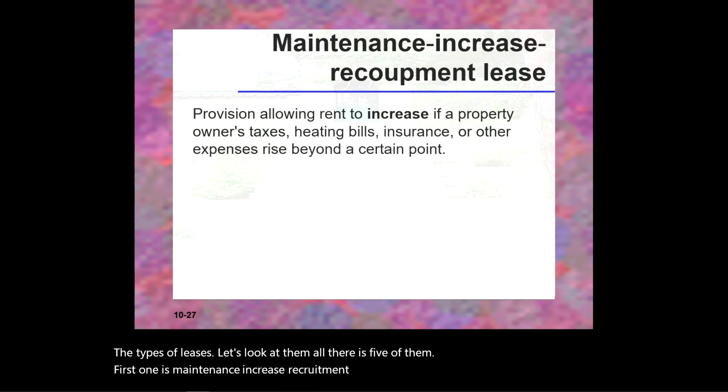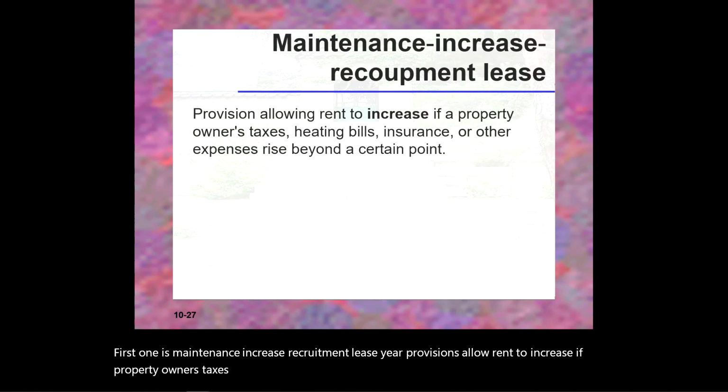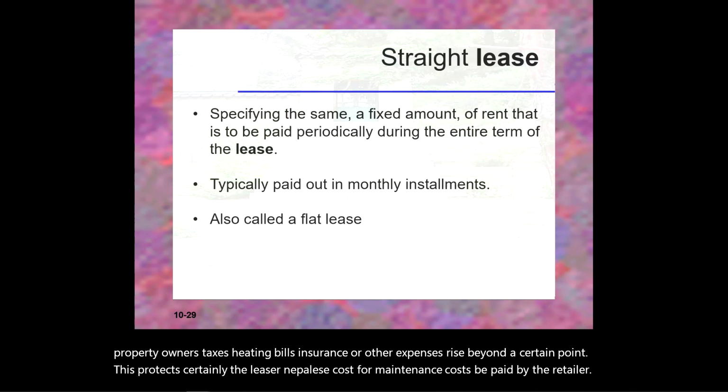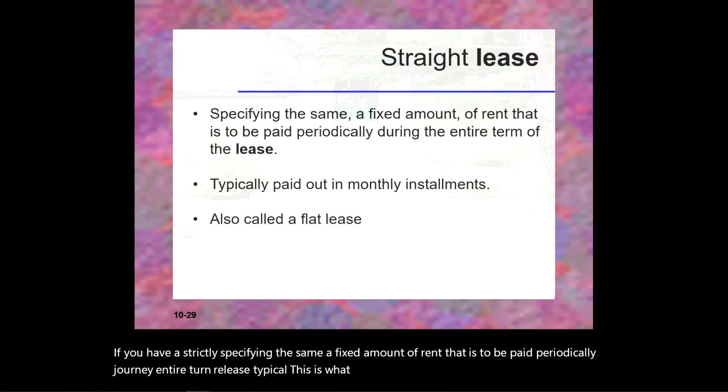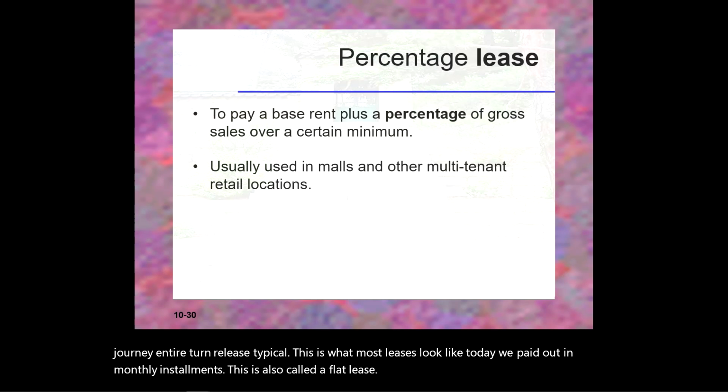First one is maintenance increase recoupment lease. Here, provisions allow rent to increase if a property owner's taxes, heating bills, insurance, or other expenses rise beyond a certain point. So this certainly protects the lessor. Net lease calls for maintenance costs to be paid by the retailer. Then a straight lease specifies a fixed amount of rent that is to be paid periodically during the entire term of the lease. Typically, this is what most leases look like, paid out in monthly installments. This is also called a flat lease.